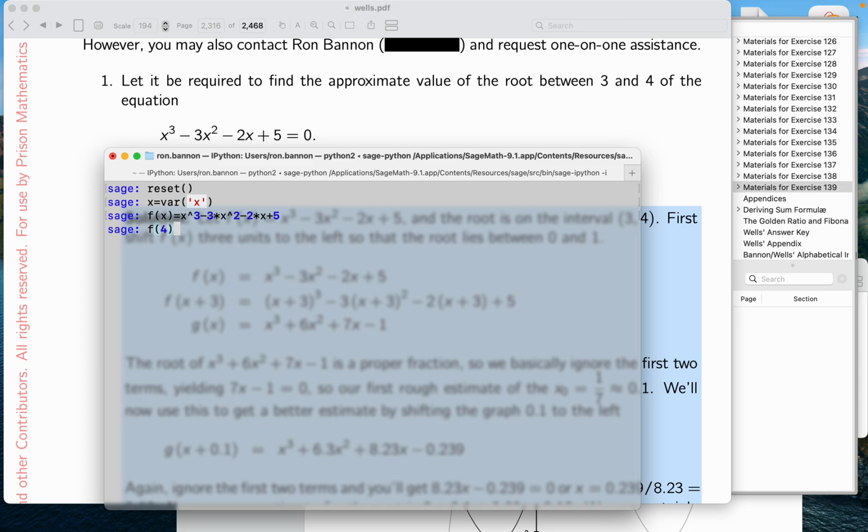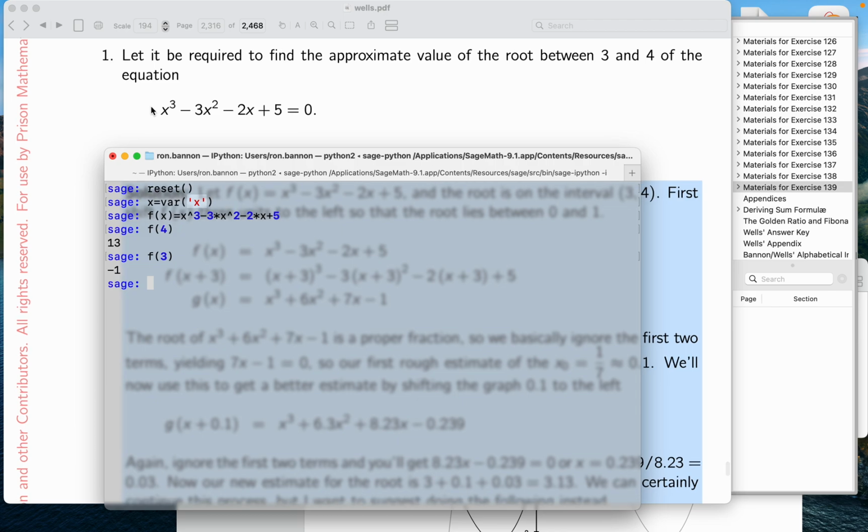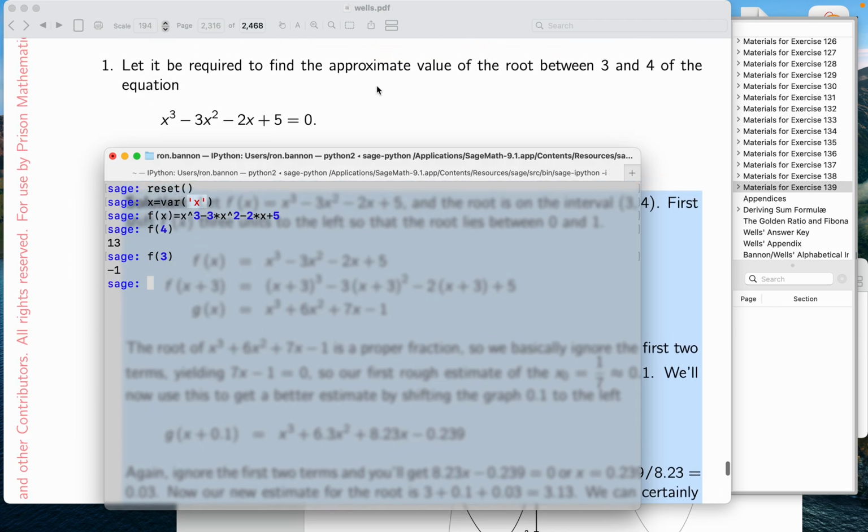That's really easy for me to do. I don't have to do much arithmetic. That's 13. And I want to show you that f of 3 is less than 0. And that's minus 1. Now, what do I know? I know there's a root between 3 and 4 now. All right, so that's a given. So what does that say? Let it be required to find the approximate value of the root between 3 and 4 of the equation.